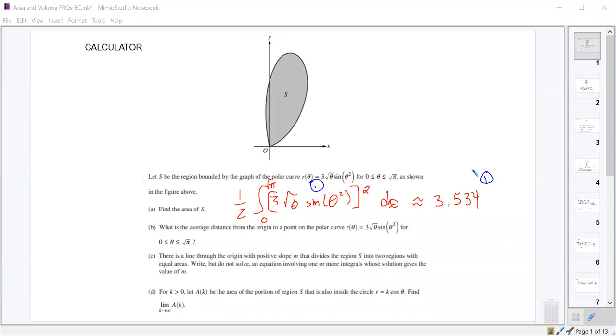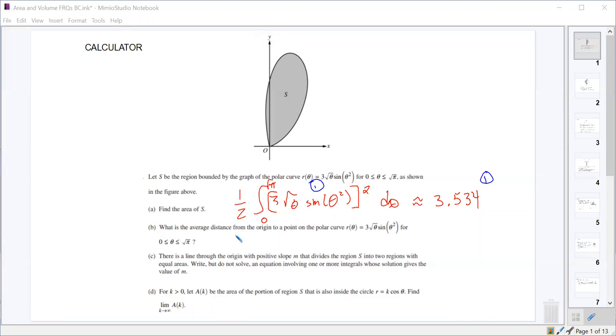And then part B says, what's the average distance from the origin to a point on the curve from 0 to root pi? Well, the distance from the origin to a point on the curve is just r, right? That's what r is defined as. Theta tells us how far we go around, and r tells us how far out we go. So the distance from the origin to a point on the curve is just r. To find the average distance, that's just the average value of a continuous function.